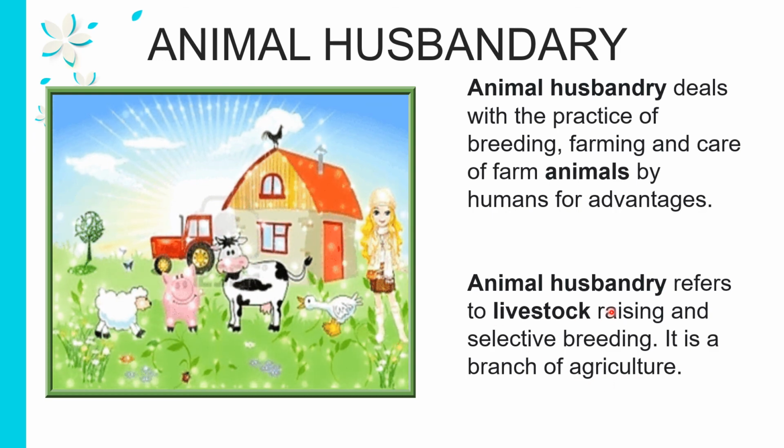So animal husbandry is nothing but practicing the breeding, farming and taking care of animals which are going to give us more monetary benefit, and that practice is called animal husbandry. And those animals which are taken care of by the farmers are called livestock, and animal husbandry is also a branch of agriculture.